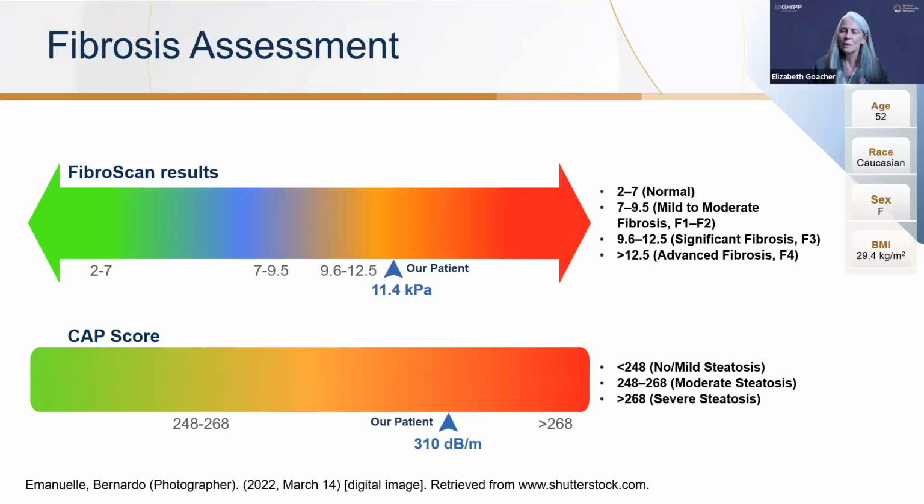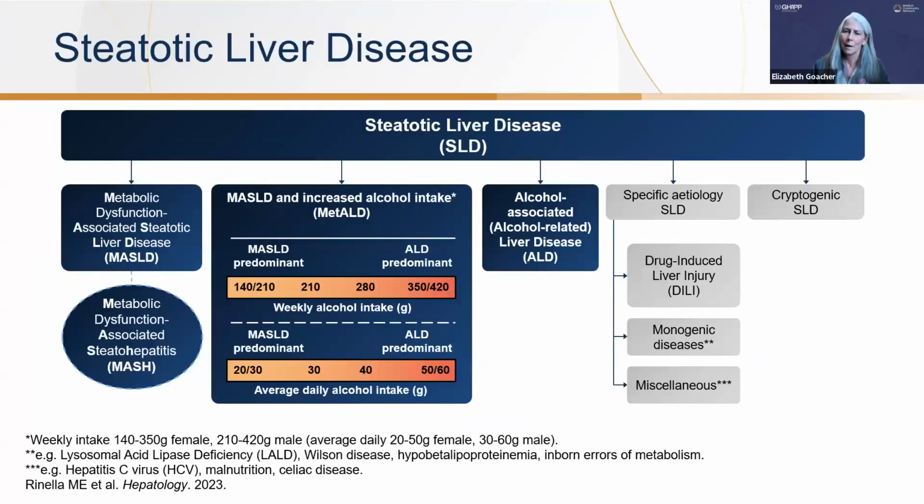So she's at risk for significant fibrosis, and we also look at her CAP score of 310. This puts her as having increased fat in the liver, severe steatosis, with the presence of significant fibrosis, but probably not cirrhosis at this point.